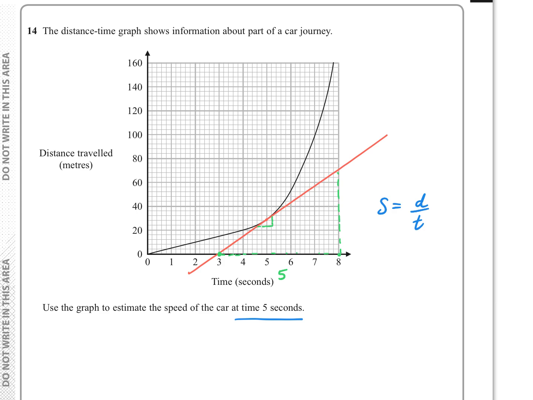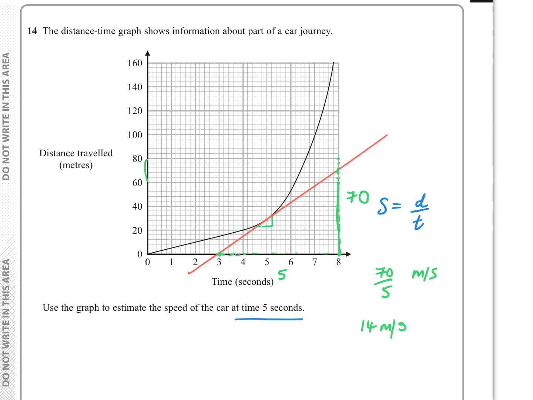And then I've gone up 20, 40, 60. Be careful, these aren't 2s, they're 4s, so it's 4, 8, 12, 16, 20 to the next one because it's 60 to 80. So this is going to be 70 here. And so the estimate of the speed is just going to be 70 over 5 meters per second, which I get as 14 meters per second.